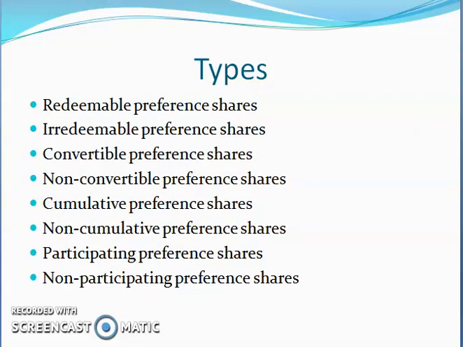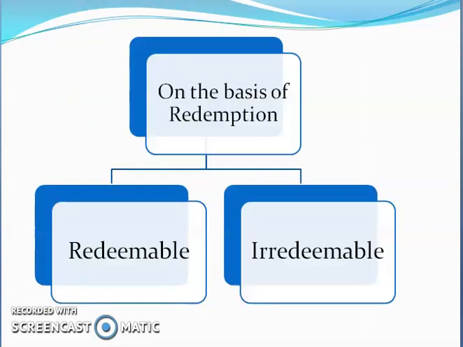There are 8 types of preference shares, namely redeemable, irredeemable, convertible, non-convertible, cumulative, non-cumulative, participating and non-participating. The first classification is on the basis of redemption. They are redeemable preference shares and irredeemable preference shares.